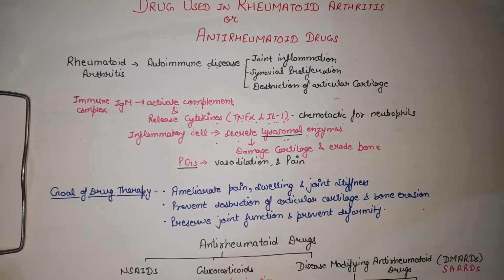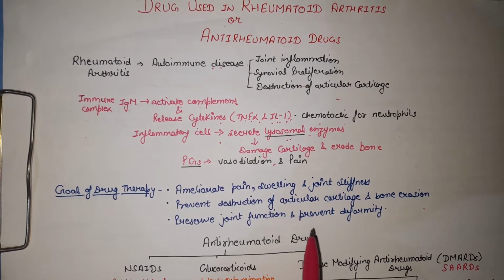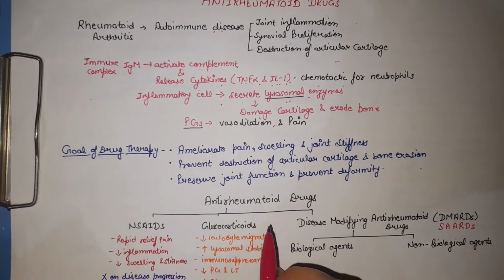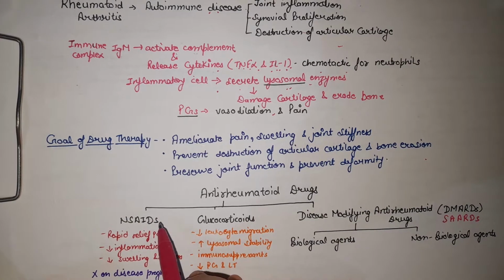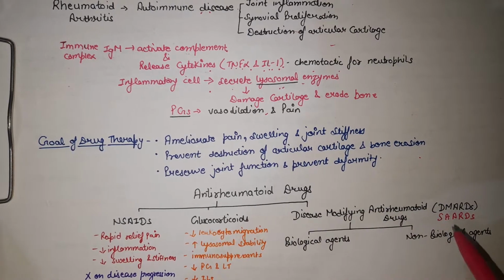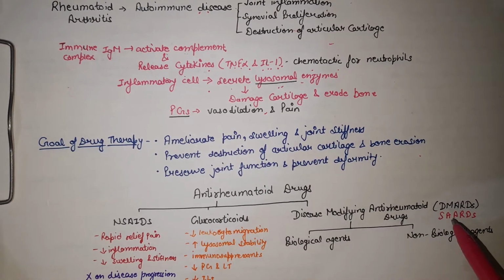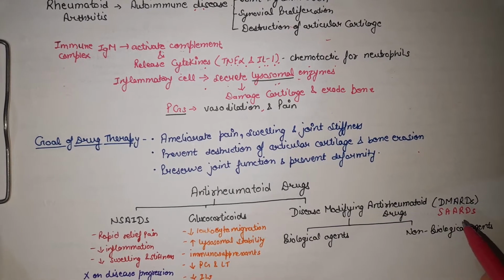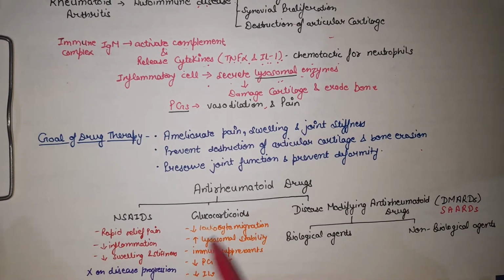So there are two aspects of this therapy. First, we have to relieve the pain, and second, we have to inhibit the progression of the disease which leads to the deformity. So the drugs used for the treatment of rheumatoid arthritis are mainly NSAIDs, that is non-steroidal anti-inflammatory drugs, then glucocorticoids, and disease modifying anti-rheumatoid drugs, also known as DMARDs or SAARDs, because these drugs work after 3 to 6 weeks, means their action comes after 3 to 6 weeks of the treatment. So they are also known as slow acting anti-rheumatoid drugs. We will discuss these drugs one by one.